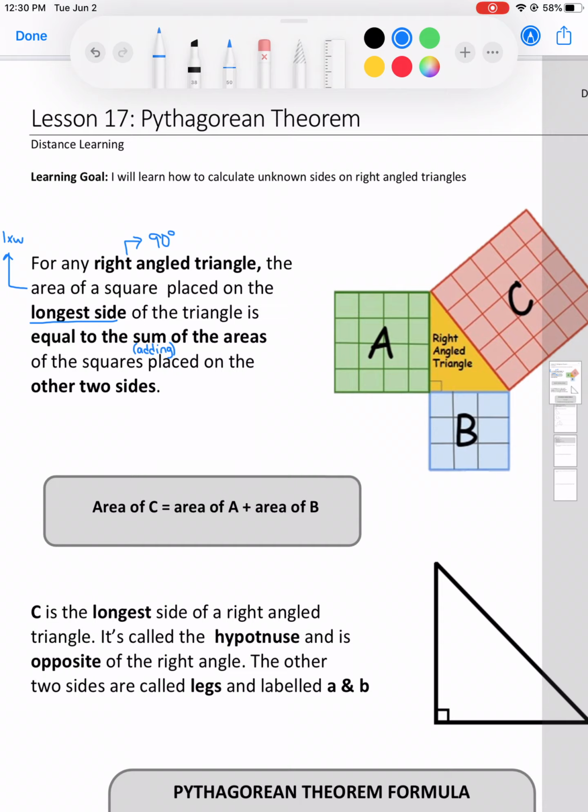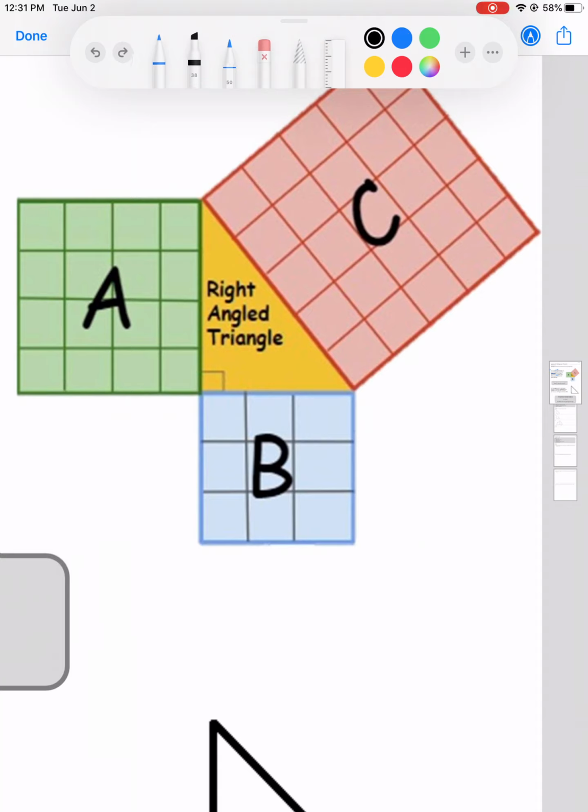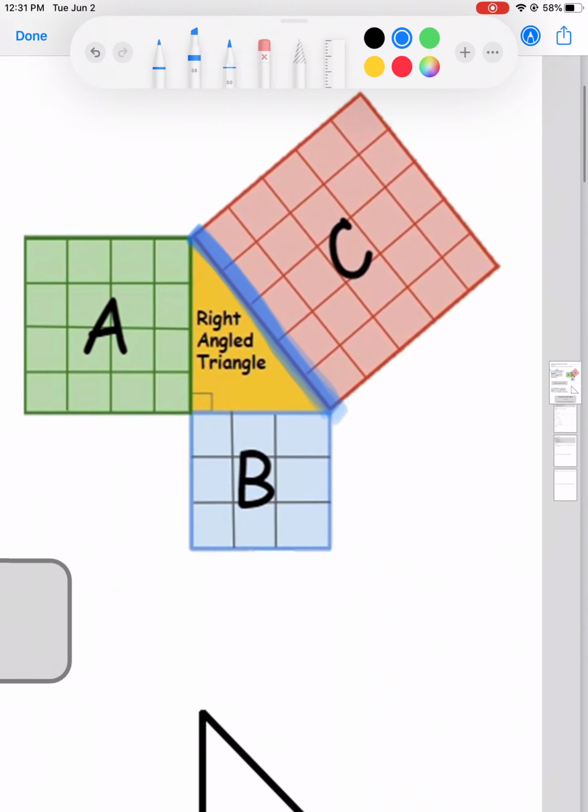If you look right here at this triangle that I have set up, we can see the longest side of this triangle, this blue one here. If you remember, it's called the hypotenuse. What it's saying is the number of squares in here is the number of squares here and here. Now let me show you.